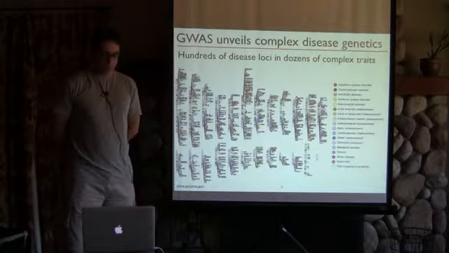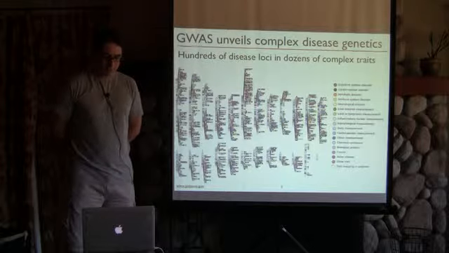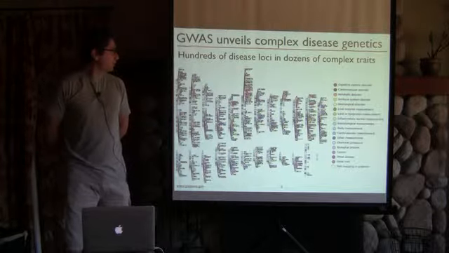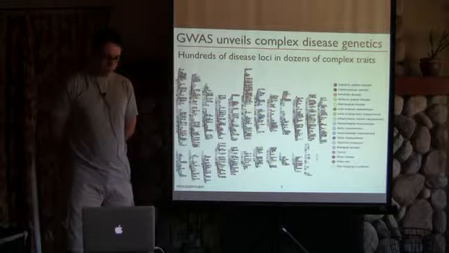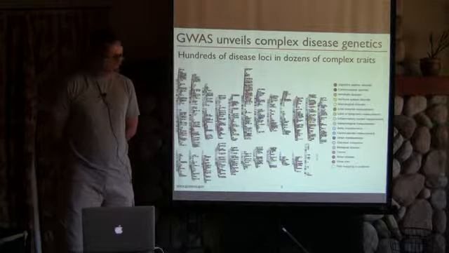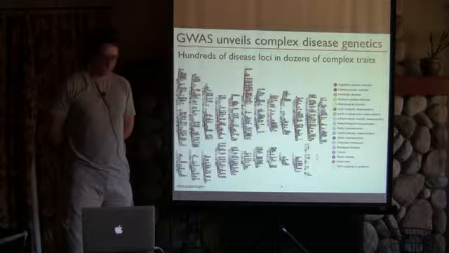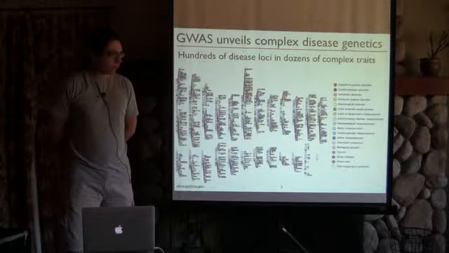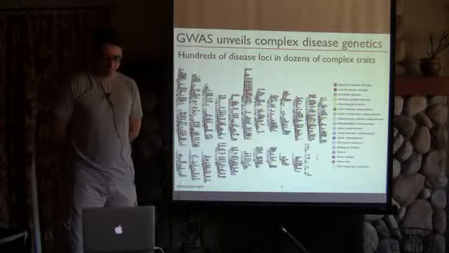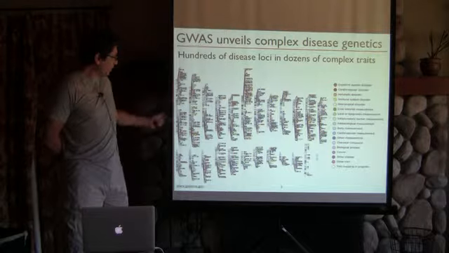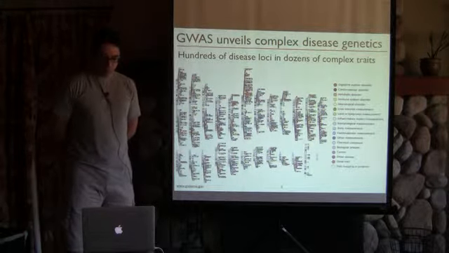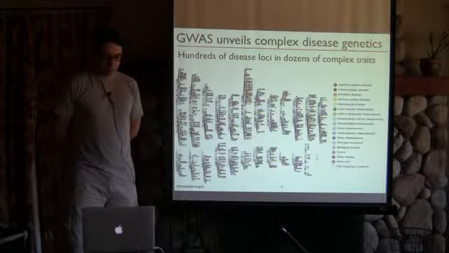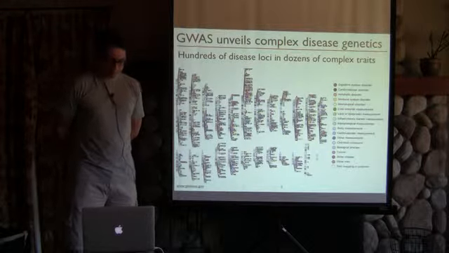The GWAS approach has been used often in the last decade, and it led to the discovery of hundreds of disease loci in many complex traits. Here is a catalog of the findings from the recent or older GWAS studies, where we have the diseases color-coded, and these bars represent the chromosomes, and the position on the chromosome for each color represents the findings for each disease.